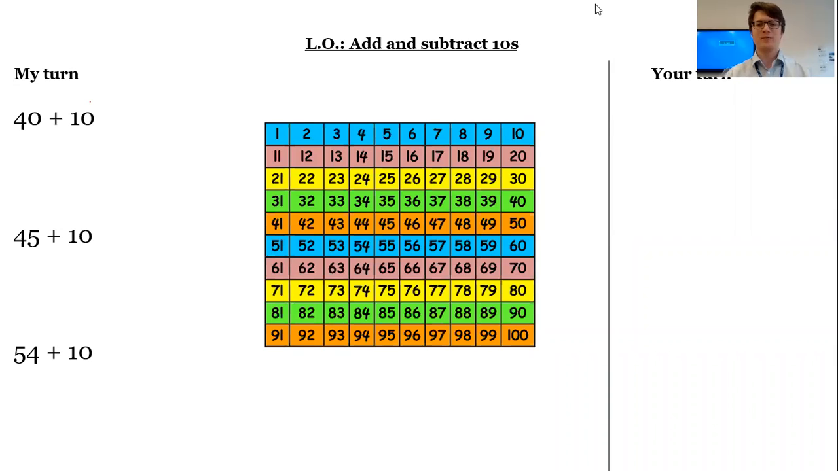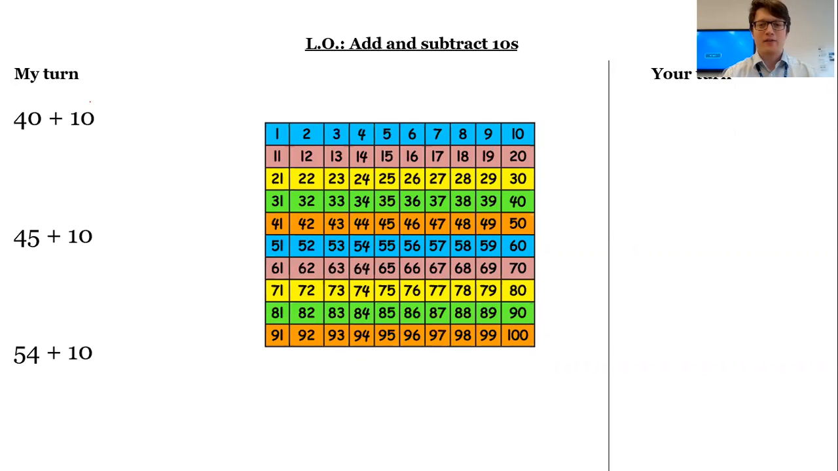Hello, year two. This week we're going to be looking at adding and subtracting, doing some revision. So remember, watch this short video, then once you're done, you go back to your independent tasks and complete some questions in the book. So, today we're adding and subtracting 10.